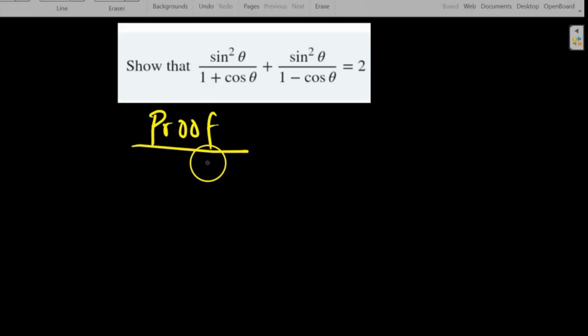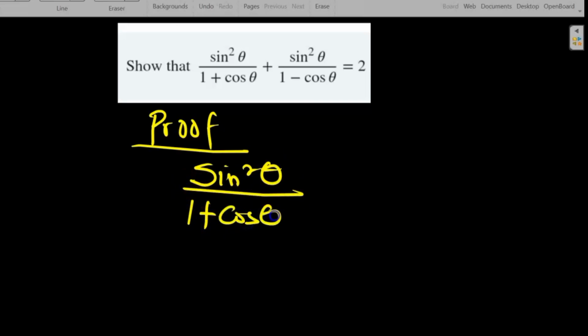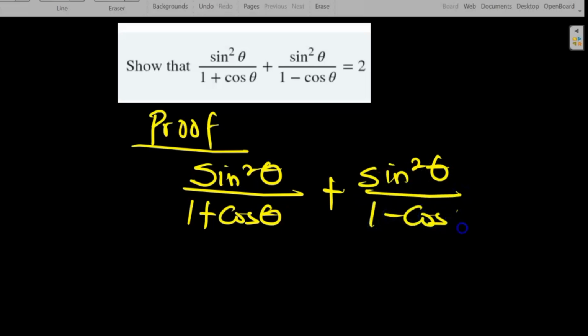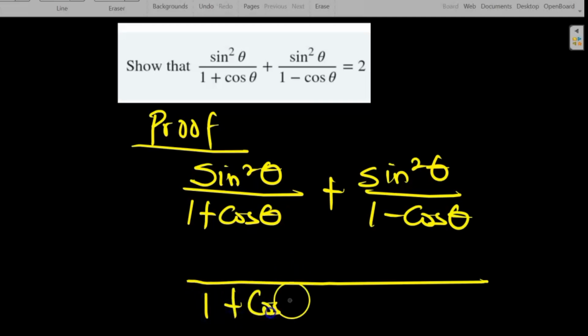I'm going to write the left-hand side. Sin squared theta over 1 plus cos theta plus sin squared theta over 1 minus cos theta. These are two fractions to be added. And whenever we have fractions to be added, we take our LCM. So the LCM of 1 plus cos theta and 1 minus cos theta is 1 plus cos theta in bracket, then another bracket 1 minus cos theta.